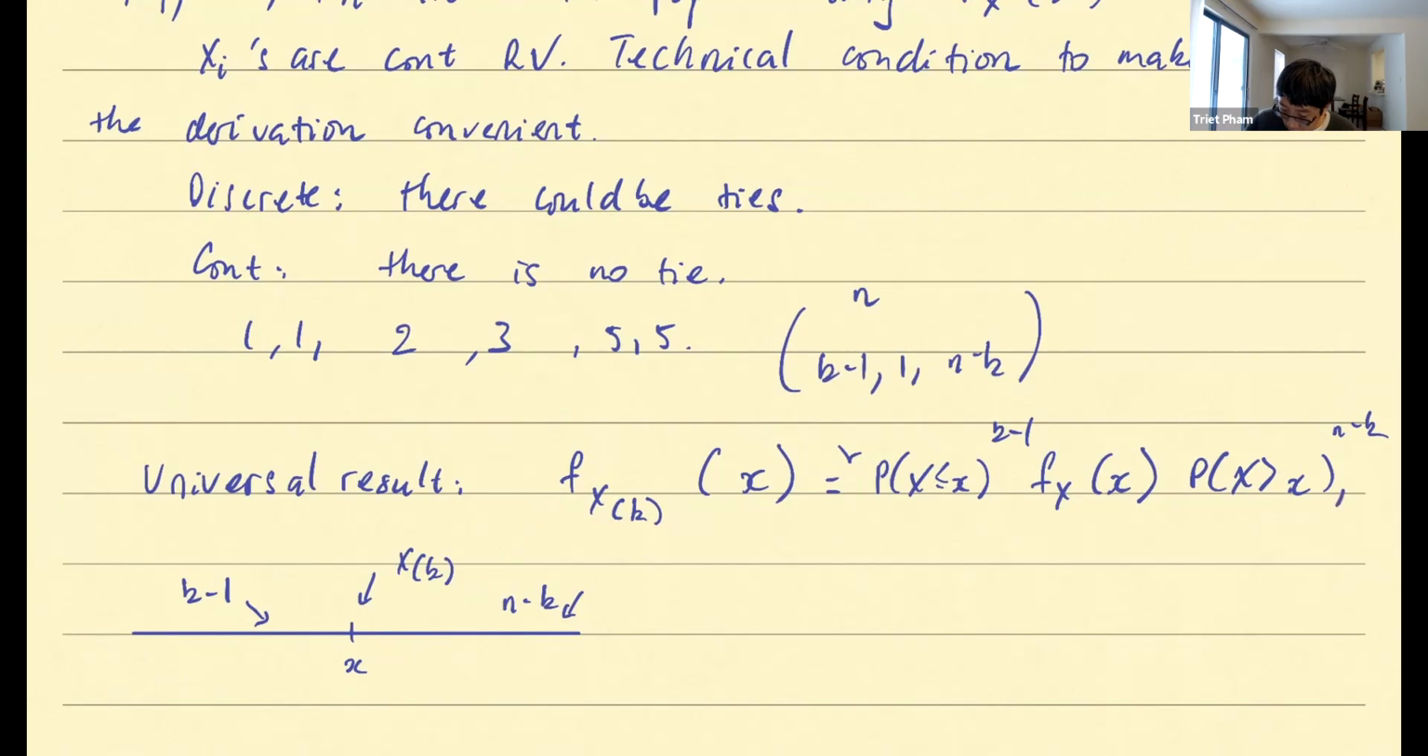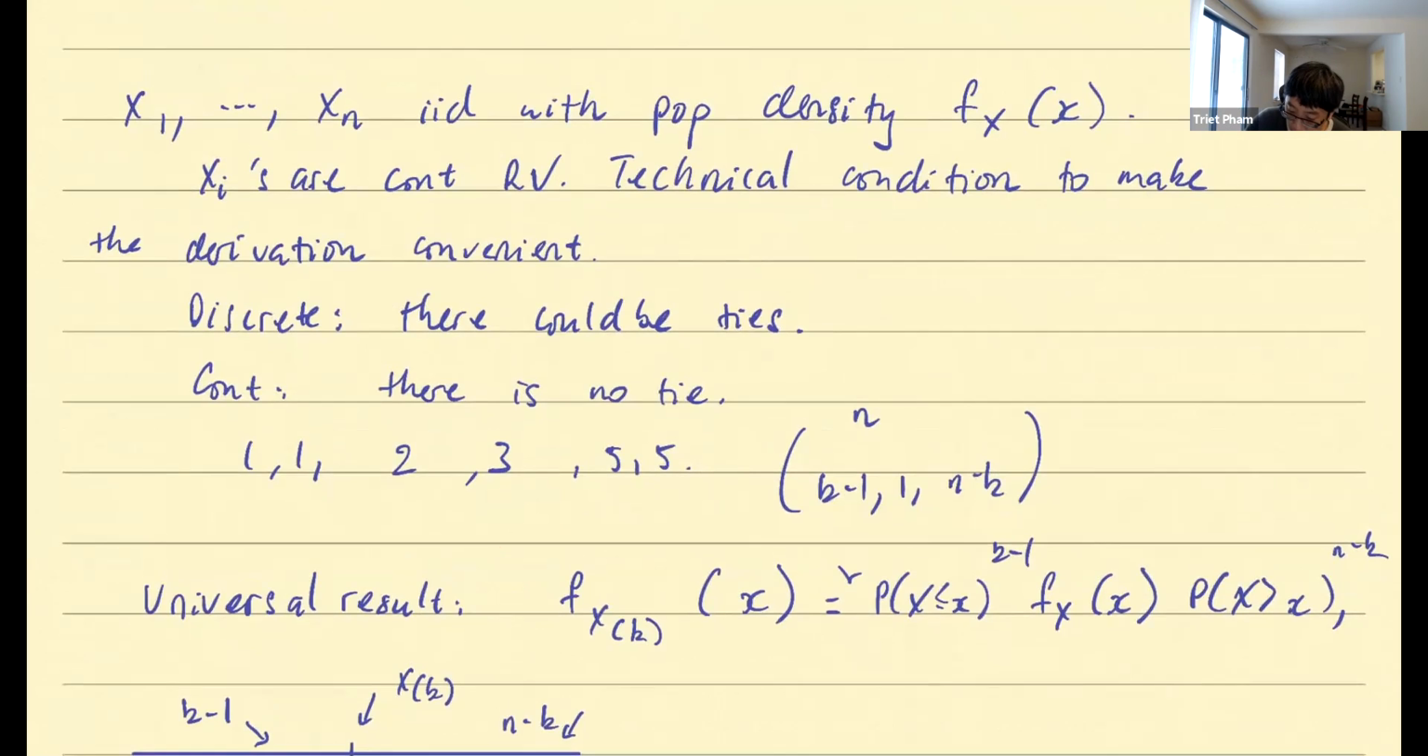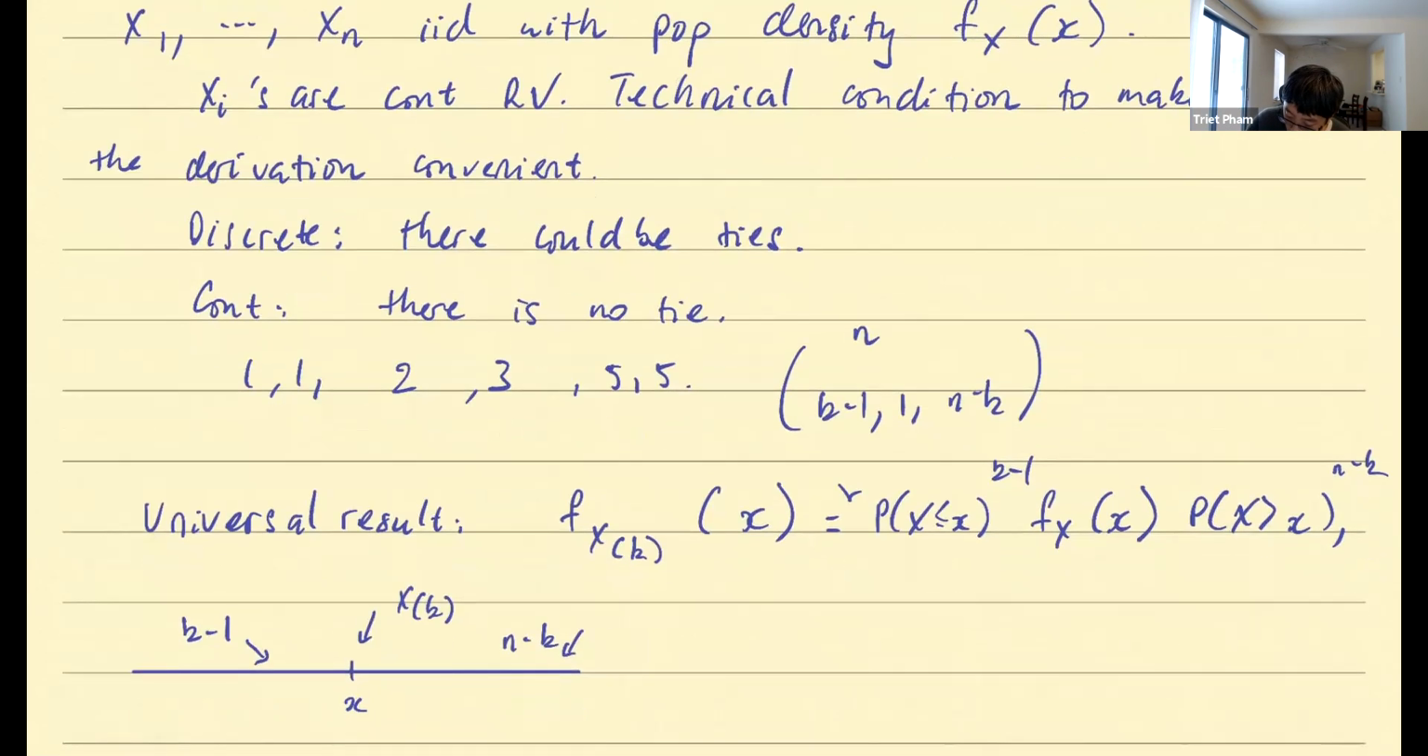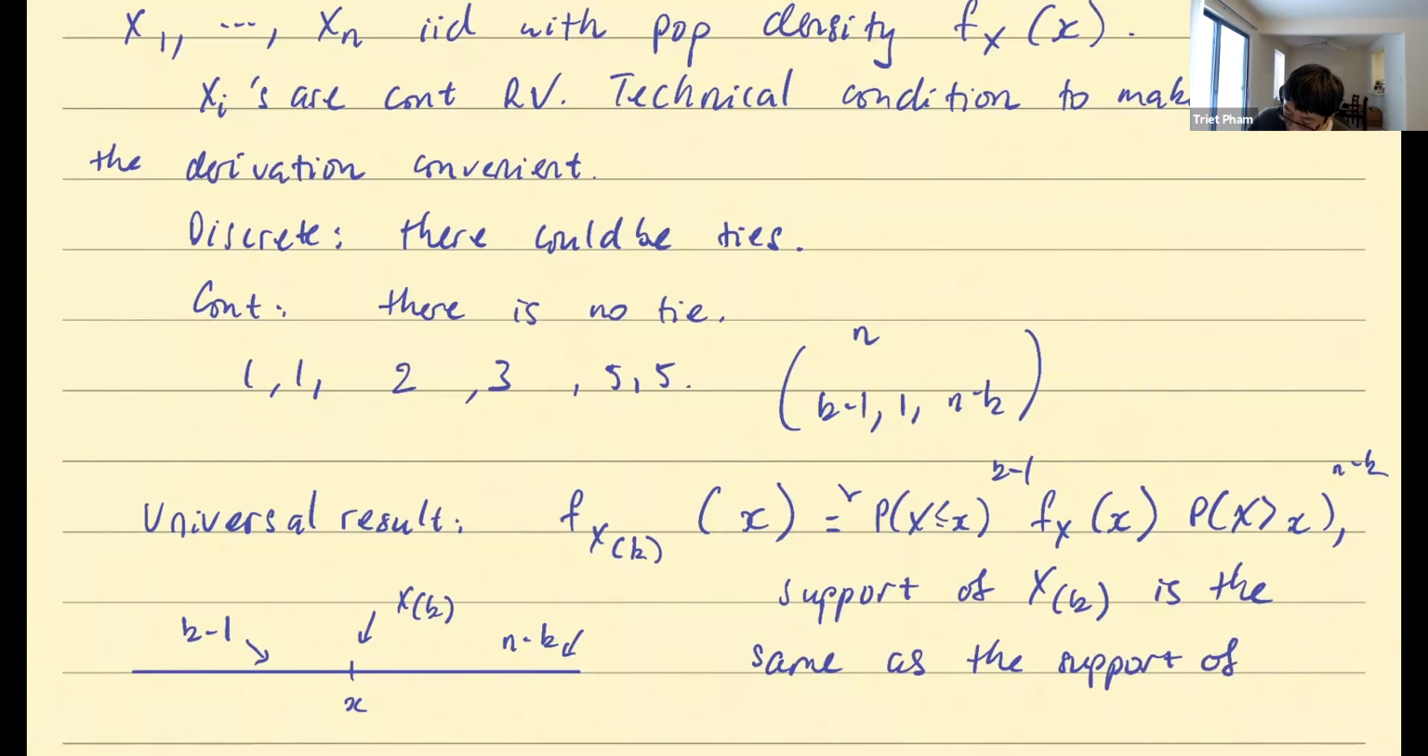It's as easy as that. And of course, you also have to comment on the range, on the support of the kth order statistic. We do not say much here, but of course you can say it. Basically, the support means where the density is non-zero. The support of the kth order statistic is the same as the support of the population distribution.